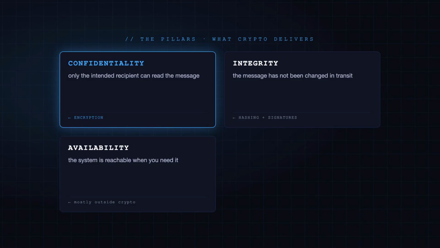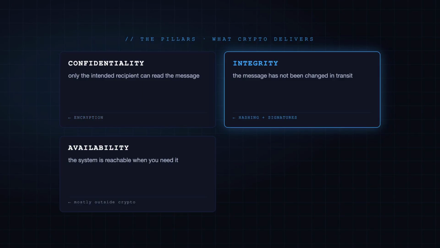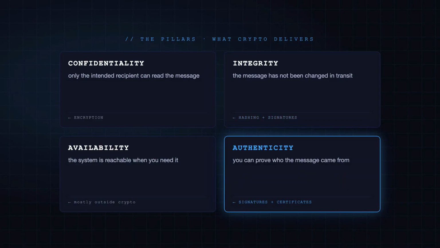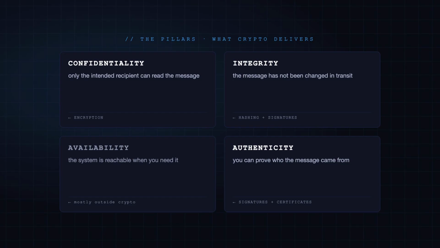Confidentiality means only the intended recipient can read the message. That's encryption. Integrity means the message has not been changed in transit. That's hashing and digital signatures. Authenticity means you can prove who the message came from. That's also digital signatures plus certificates. Notice that availability, the third leg of the classic CIA triad, is mostly outside crypto's job. Crypto cannot help you if the server is offline, but everything else, crypto.